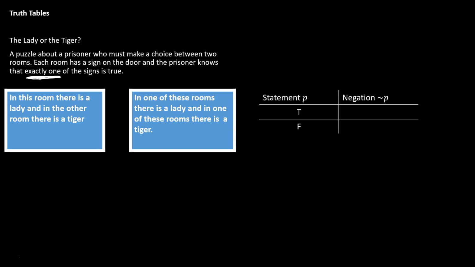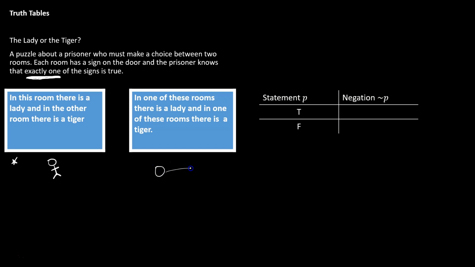waiting for him. So he wants to open the right door, but he needs to think about which door is the right door to open. So let's go through the scenarios. Only one of these signs can be true. So maybe we pick one of the signs and we say this is the true sign. If this sign is true, then there's a lady inside of this room and there's a tiger inside of this room.